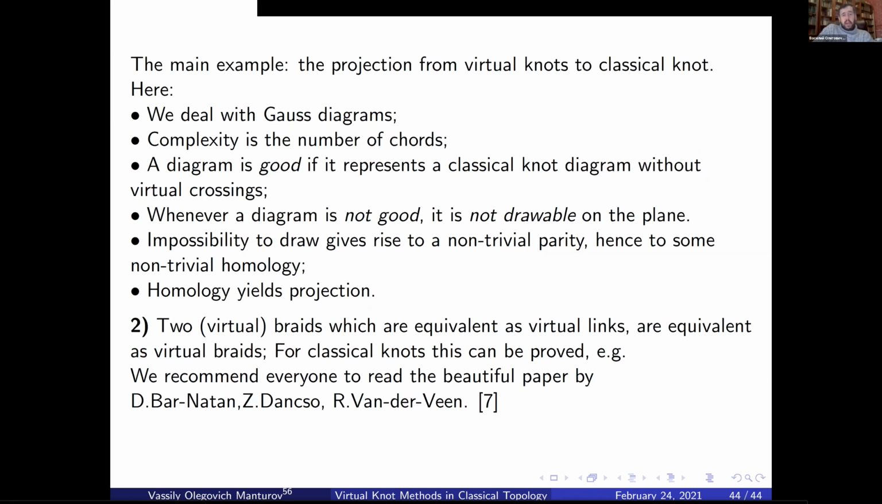Then we can say, okay, sometimes an object is bad if it's not drawable on the plane. So this means that if we have some, say, virtual knot, then it's non-classical, or some Gauss diagram is not a Gauss diagram of some classical object or some curve on the surface, because something is not drawable on the plane. And the obstruction to that is the obstruction to this non-drawability.